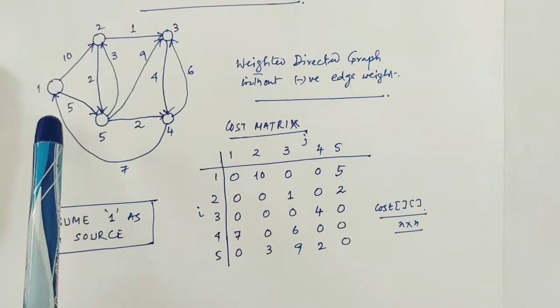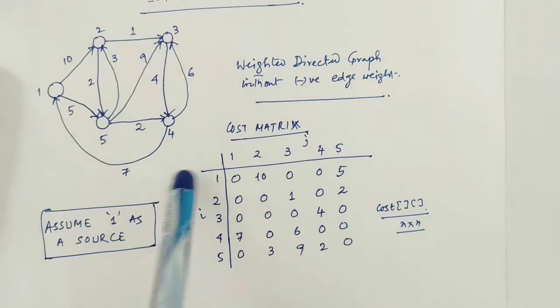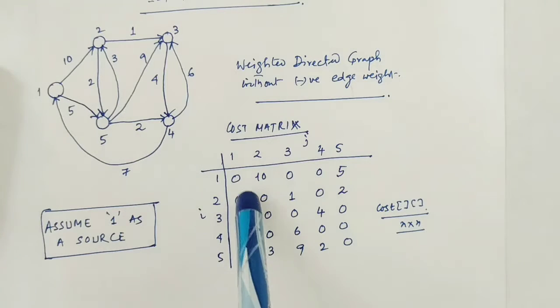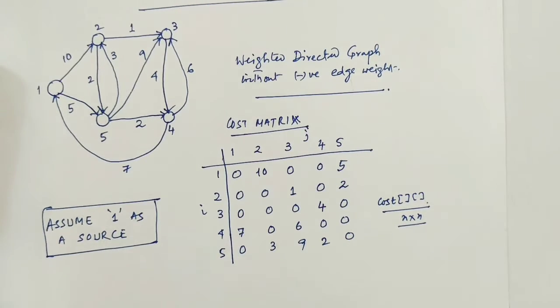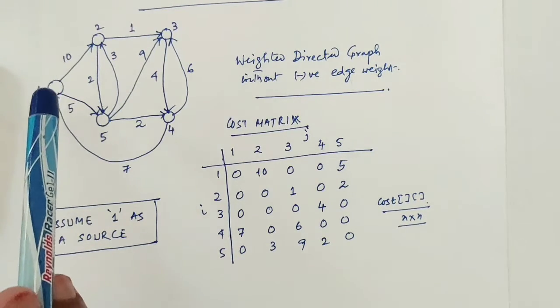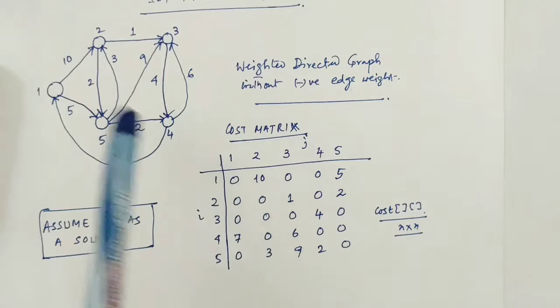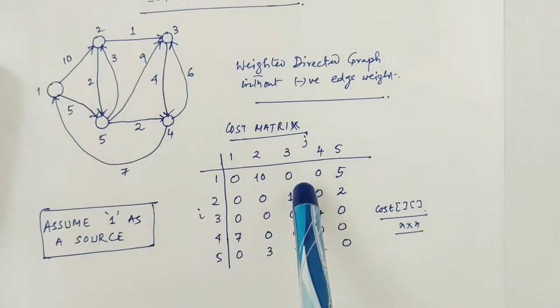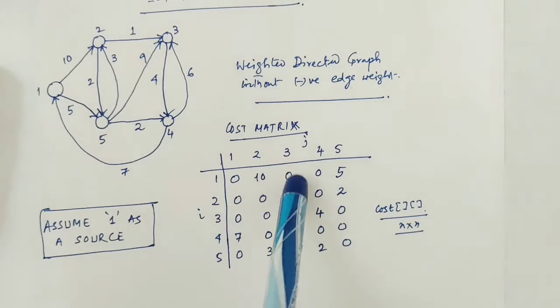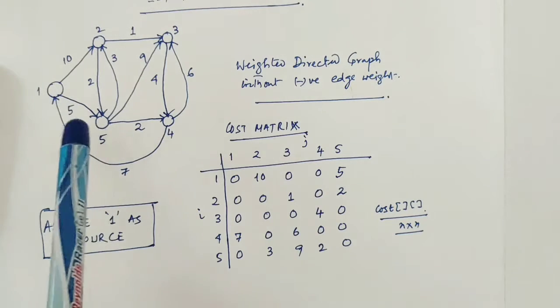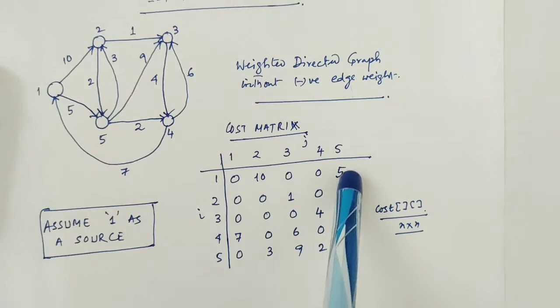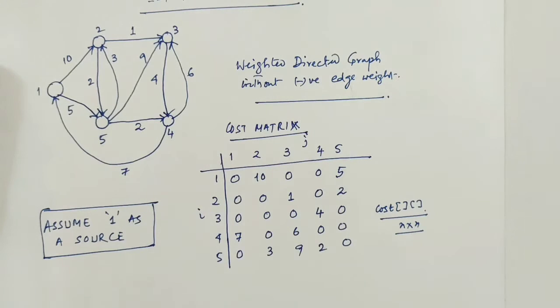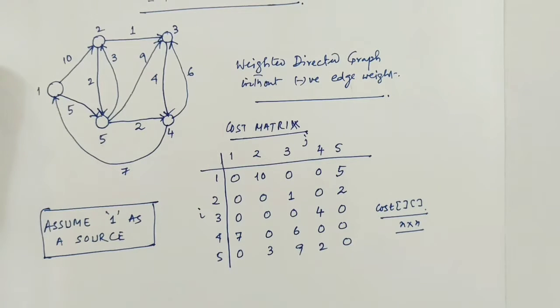So let us consider the first vertex 1. Row number 1, column 1: there is no self loop, so I have put 0 here. Then 1 to 2: yes, there is an edge and the cost is 10, so I put 10 here. 1 to 3, there is no direct edge, so I have put 0. 1 to 4, the same rule, I have put 0. 1 to 5: yes, there is an edge and the cost is 5, so I have put 5. In this way I can form the cost matrix which will be 5 cross 5.